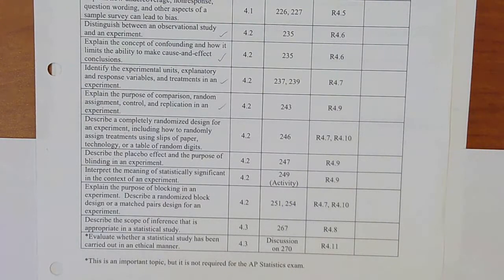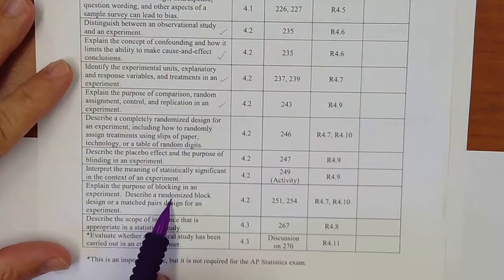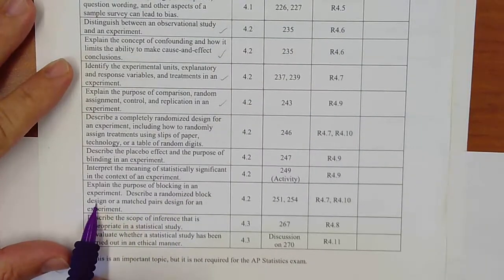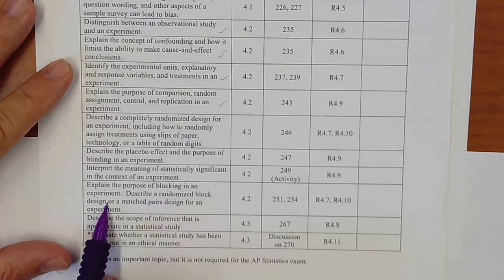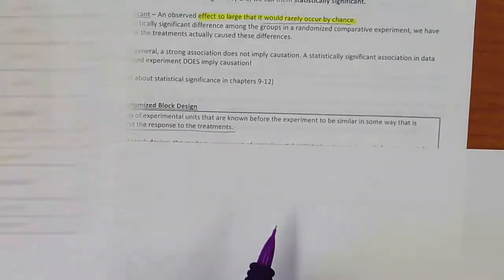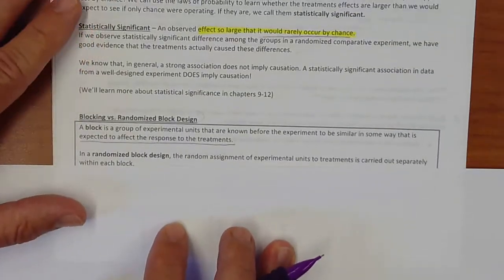Okay, today in section 4.2, we're going to work on something called randomized block design. We'll wait on matched pairs design. We're going to talk about blocking, what that means first, and then randomized block design and how it applies to experiments.